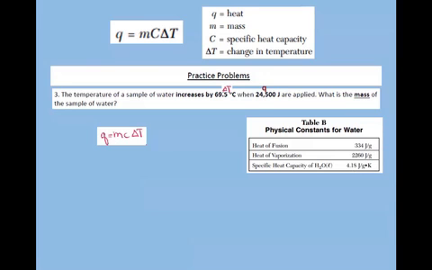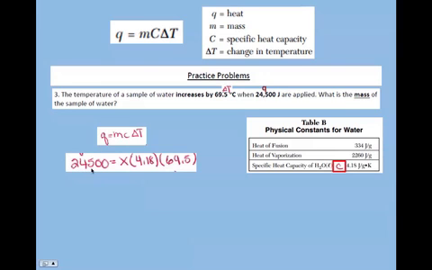So I'm going to go ahead and plug in now everything that I have. That's my C. So I have 24,500 for Q. Mass is X. Specific heat is 4.18. And my delta T is the 69.5. In this next step, I would multiply those two values together. So 4.18 times 69.5 is 290.51.